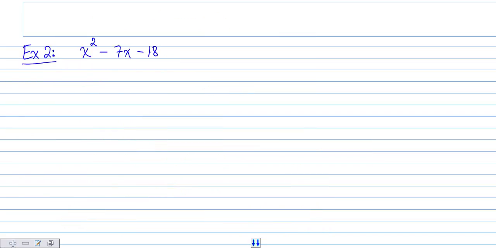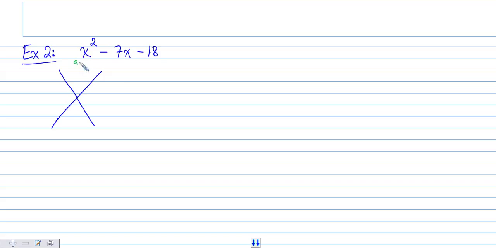Okay, let's look at example 2. Example 2 has a little more complicated looking thing because it has negatives in it, but you do nothing different than we did in the previous question. You see a trinomial with a 1 as a coefficient of the x squared. You instantly think, draw an x. Okay?